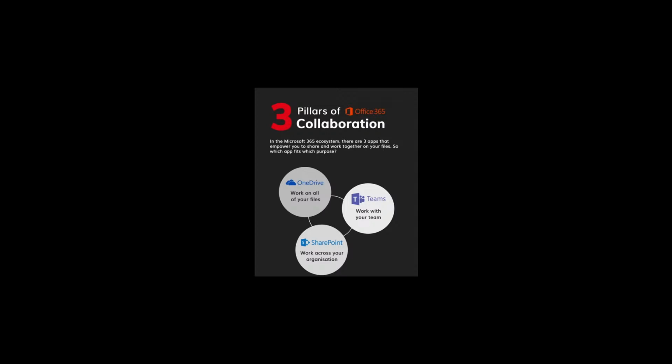Number 9, on the go. OneDrive and Microsoft 365 have mobile apps for download for Android and iOS devices. All you do is download it onto your device, sign in with your account, and it's almost like you're working from a normal PC.